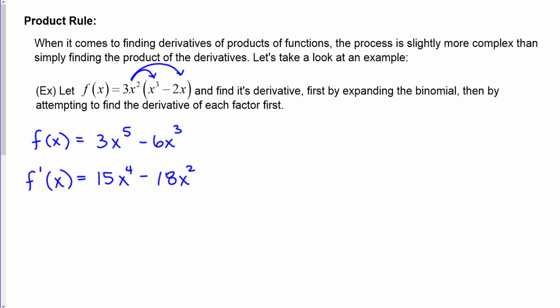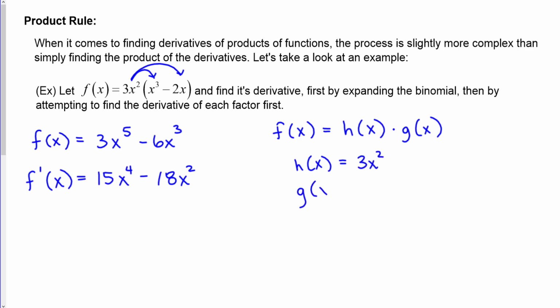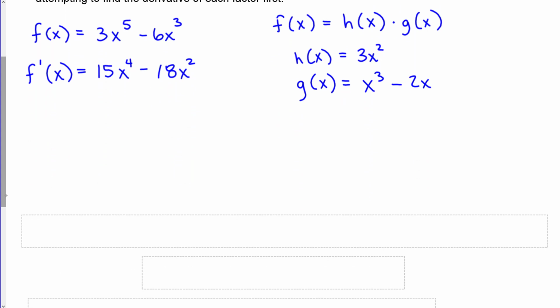Now, I'm going to try it in a different way. I'm going to try it by not expanding first. I'm going to try it by leaving it as the product of two separate functions. So I have f of x, and I'm going to call it the product of the functions h of x and g of x. H of x is going to be the first of these two products, so the 3x squared. G of x is going to be the second, which is in parentheses there, x cubed minus 2x. And what I'm going to do is find the derivative of each one of those separately.